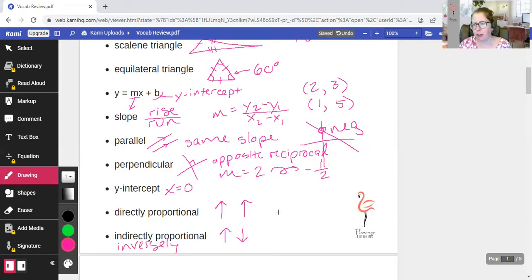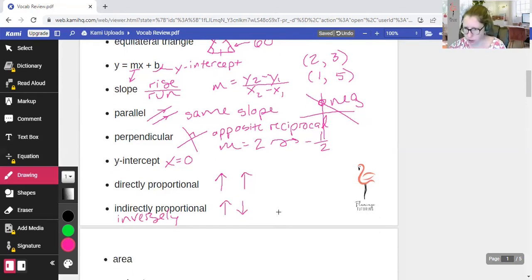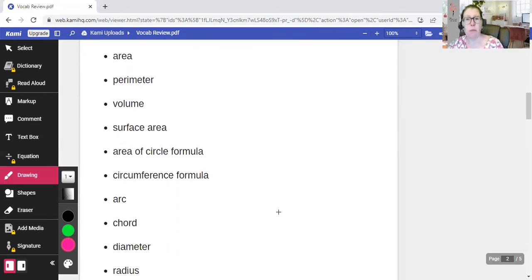Okay, all right, and we have gotten through page 1. All right, let's keep rolling. Let's look at page 2. All right, so more geometry. Like I said, that's going to be for the ACT. And we want to just brief review.